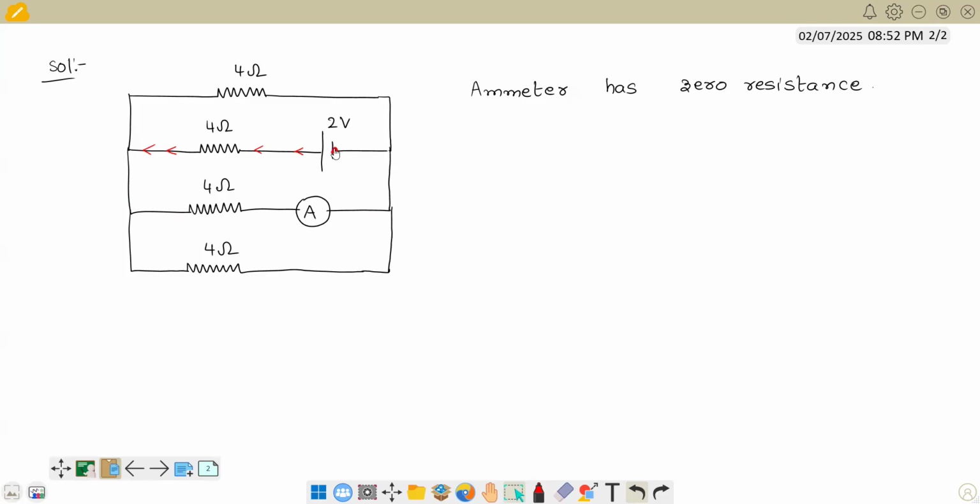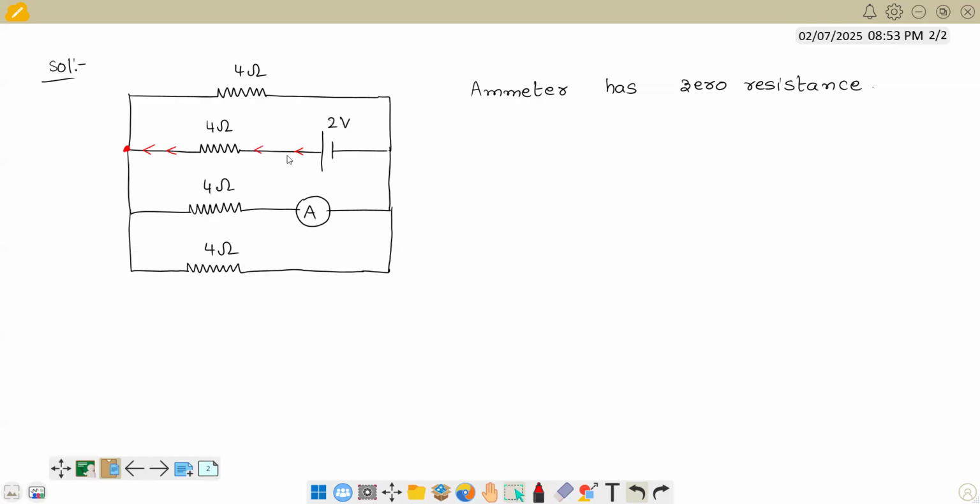This is one way. Another way is my current can come here, go through this, and again reach the negative plate. Again, my current can go through the bottommost one and again reach the negative plate. So basically this is a situation where these are in parallel. You can see that this 4 ohm, this 4 ohm, and this 4 ohm, all the 4 ohms are in parallel to each other.